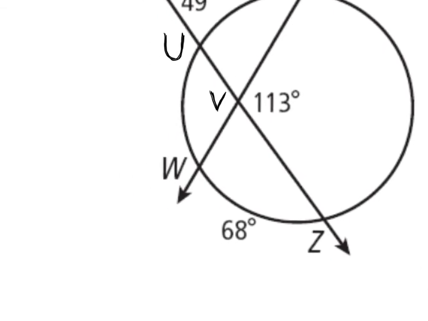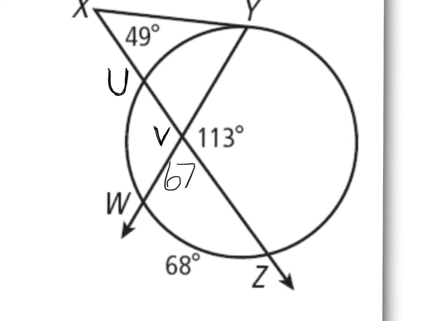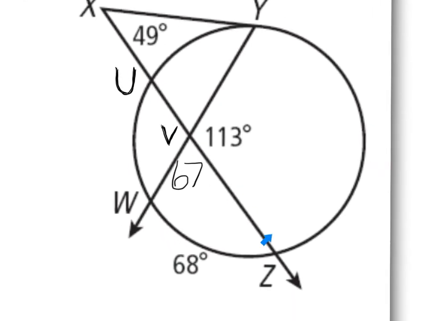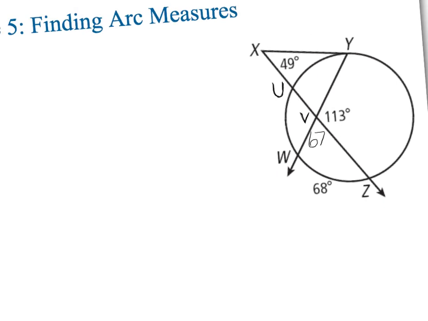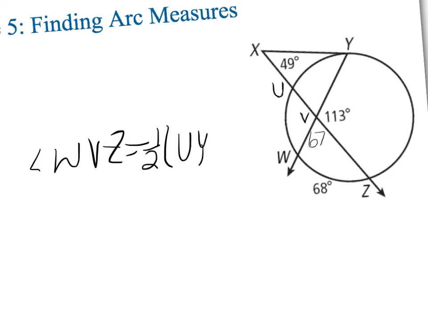Well, I do see this little linear pair going on here, so that's nice, because I know from here all the way over to here is going to be 180. And so since this is 113, I need this to be 67 to make up 180. So I put in a little 67 here. Well, now I see this makes kind of the plus sign angle here. So to find this angle, I would have taken this plus this and divided by 2. So I know that angle WVZ equals 1/2 of arc UY plus arc WZ.